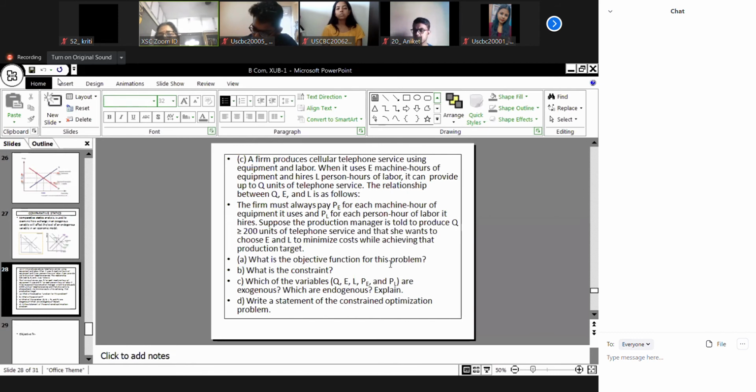He wants to purchase Q amount. Again, I am repeating. He wants to purchase Q amount of output with E and L, and he has to pay PE for 1 unit of E and PL for 1 unit of L. Accordingly, he wants to produce 200 units of output in such a way that he will minimize the cost of producing it. He wants to produce these 200 units of output with the minimum cost.